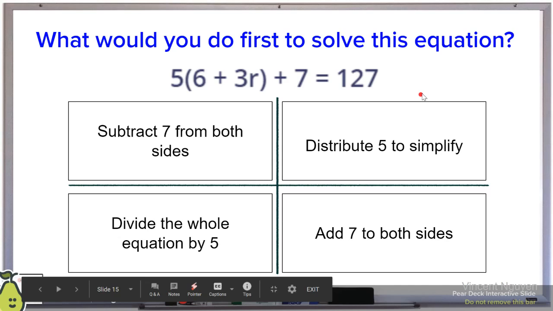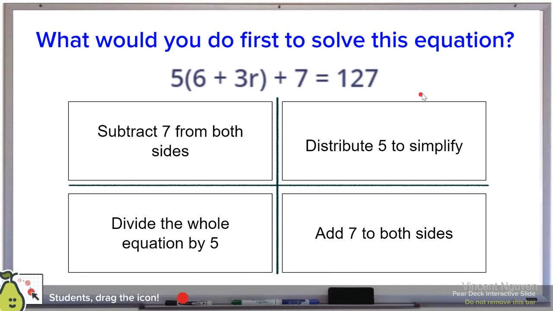Well, I'm going to let you know there are 2 correct answers. Or actually, all of these are correct, but only 2 of them are actually useful. The other 2 are not useful. They're just going to create more mess for you. So let's take a look at this first one. Subtract 7 from both sides.